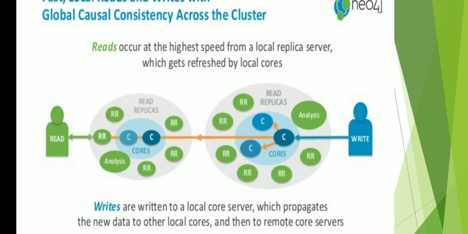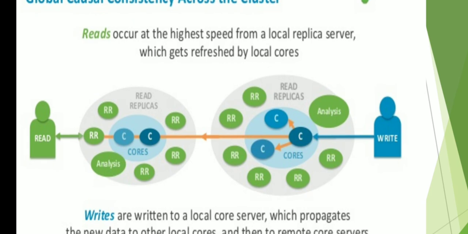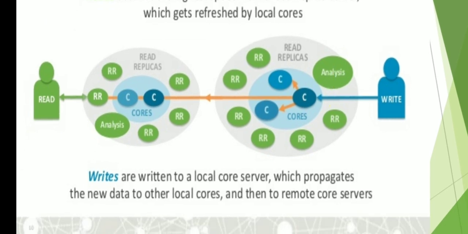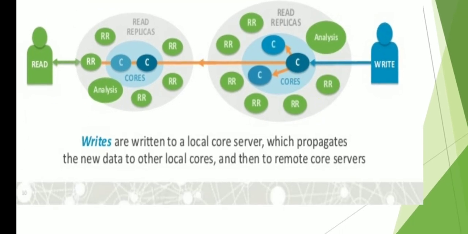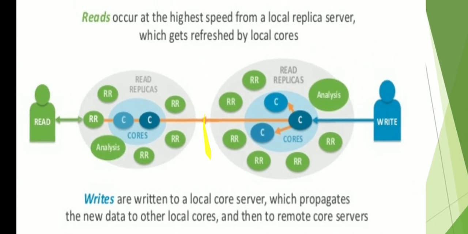If any remote core servers are there, from there it will be taken and passed to the other cores. Like in the first picture you can see some C, and from C it will be moving to the read nodes. This is how the write action performs. So whenever a write is there, it is written to the local core server and propagates to the new cores, and then to the remote core servers.